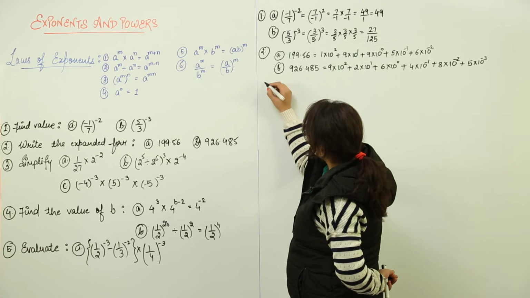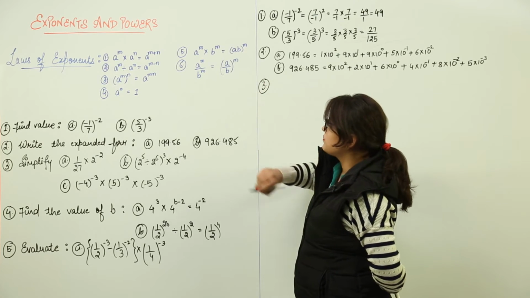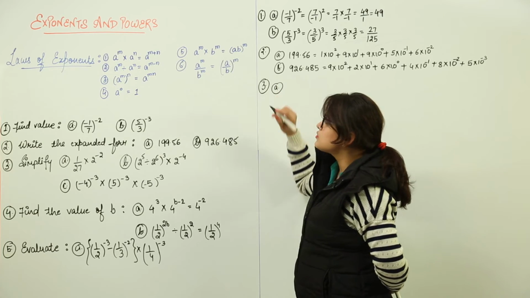Let us start with the third question of simplification. Now in simplification there is no rule.